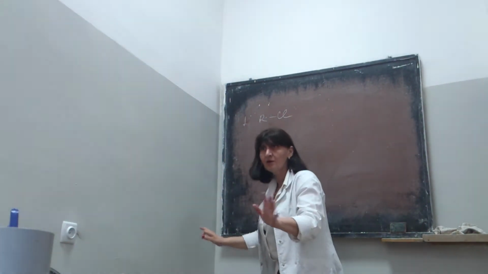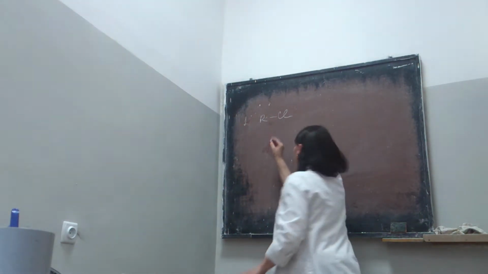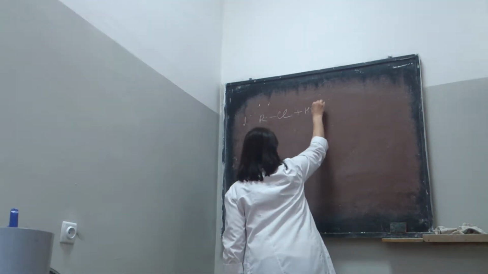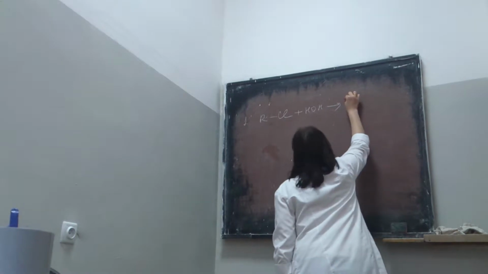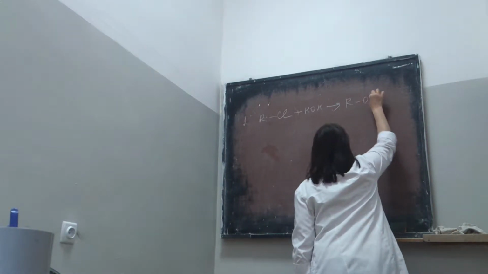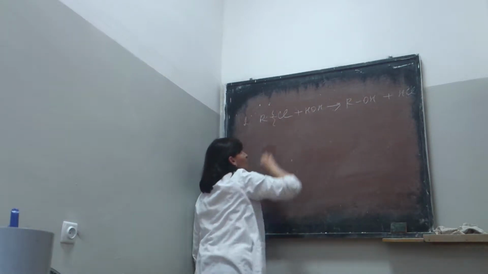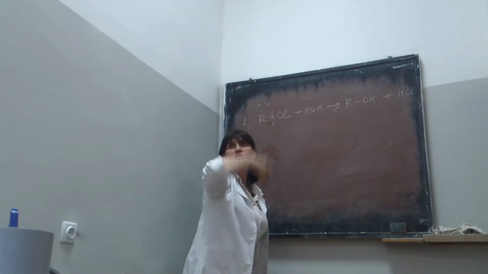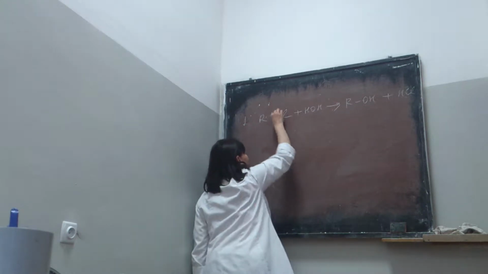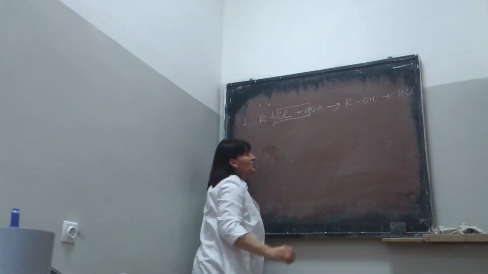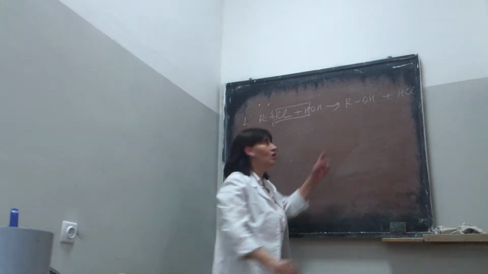If you see RCl plus water, you get ROH plus HCl. So this is your leaving group, which has to be substituted by the nucleophile. And Cl always takes H, and you get alcohol.